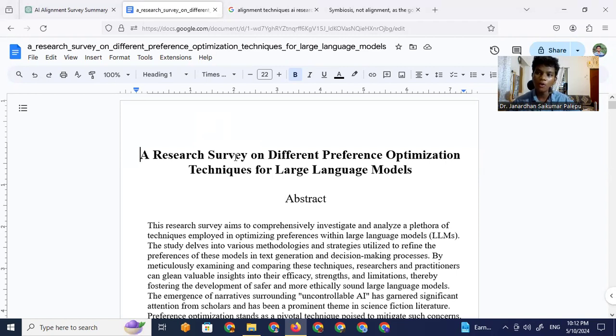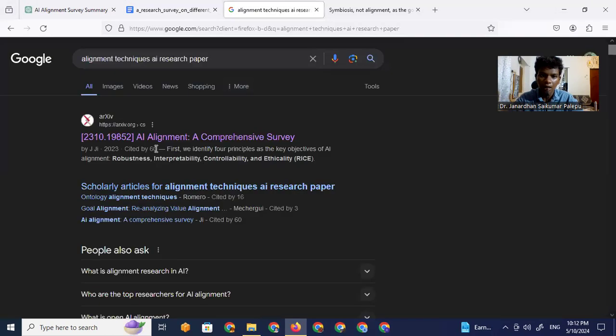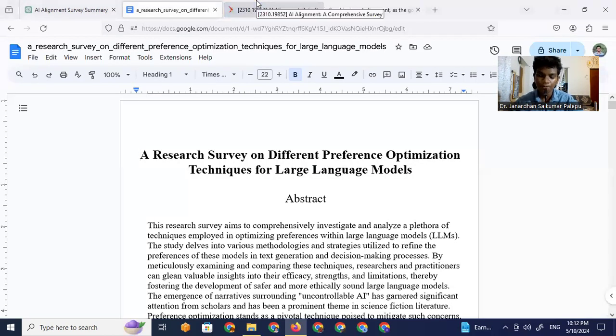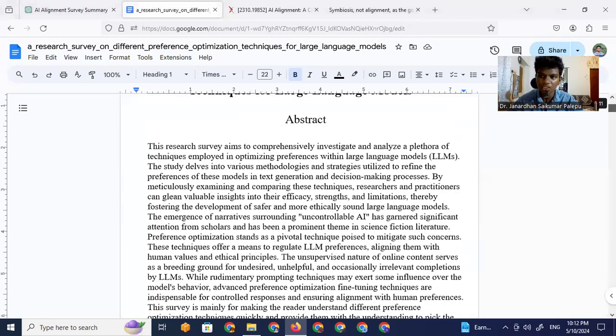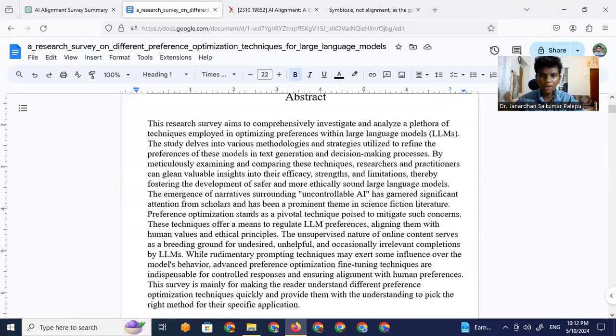In this video, we are going to go through this paper, "Alignment of AI, an LLM comprehensive survey." And what I have decided is that we will start writing a new research paper. Actually, no, we'll change the whole format of the current research paper. I'm just not very happy with this format, so we're going to change it. So this is the abstract I wrote. Very bad, I know.